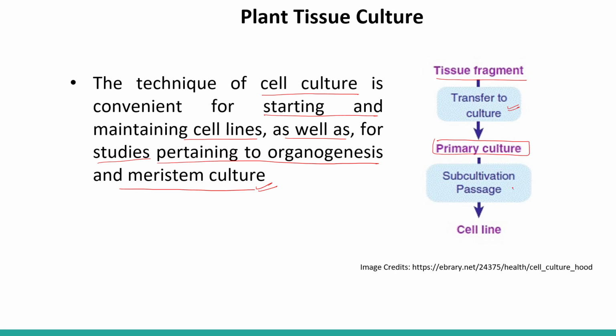Now, the subcultivation passage means we can have a number of such cultivations. This is the primary culture, and when you take out tissue or cells from the primary culture, it is called a subcultivation passage. This subcultivation passage gives a cell line, a pure cell form, only one type of cell. So in the technique of cell culture, here we are taking a cell, not a tissue.